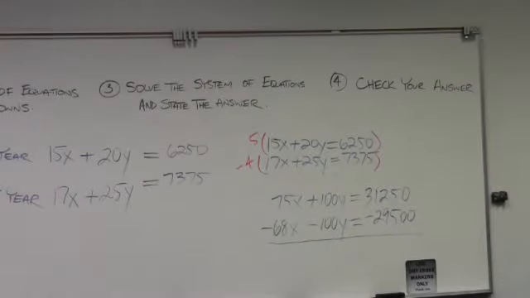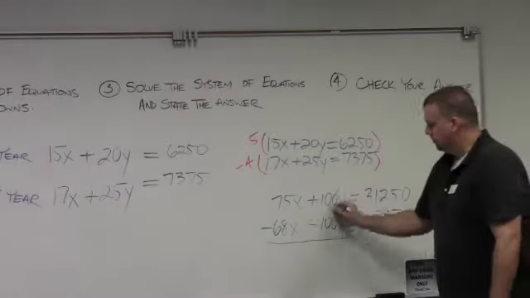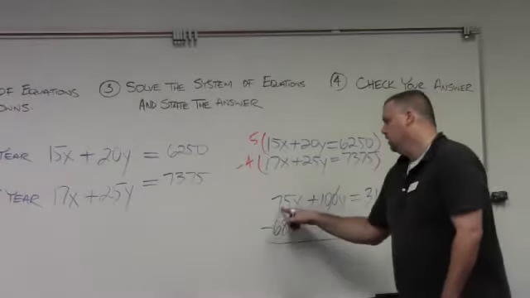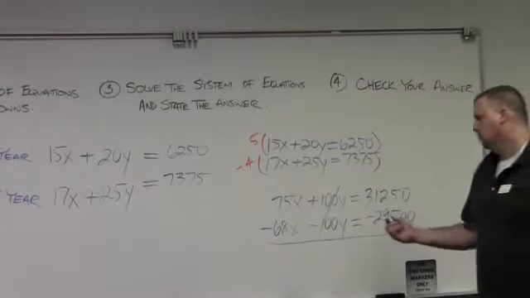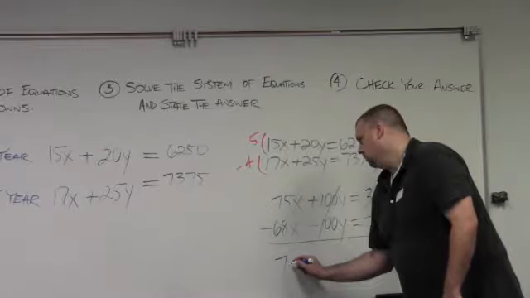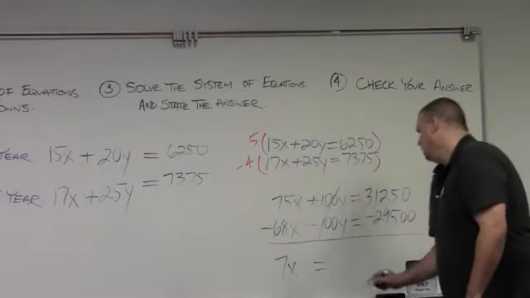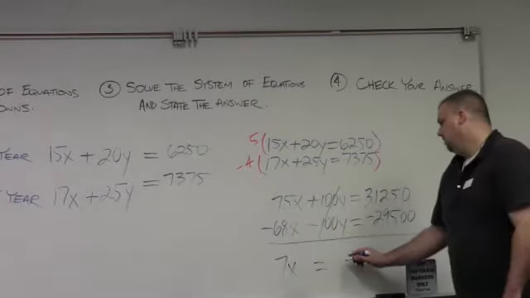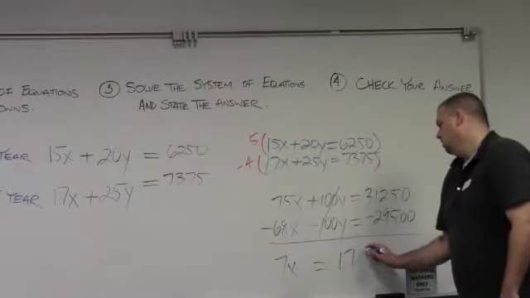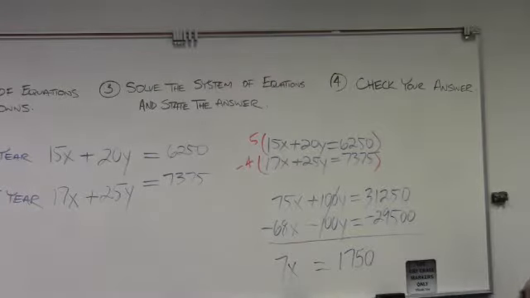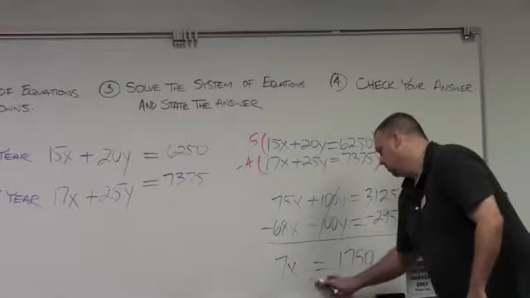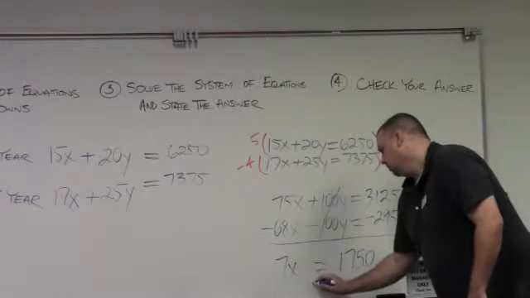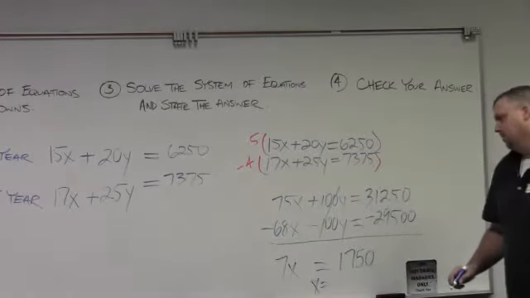So our y's eliminate. Our goal was to eliminate one of those. 75 minus 68 is 7x. 31,250 minus 29,500 is 1,750. Is that correct? Yes. So I need to divide 1,750 by 7. And that is 250.